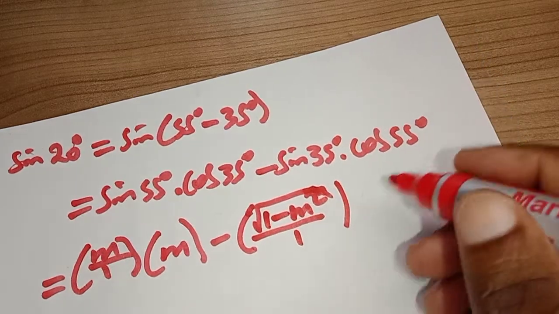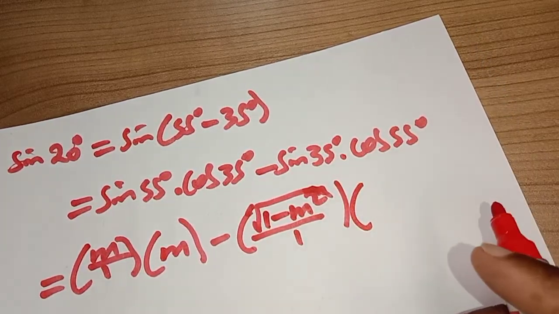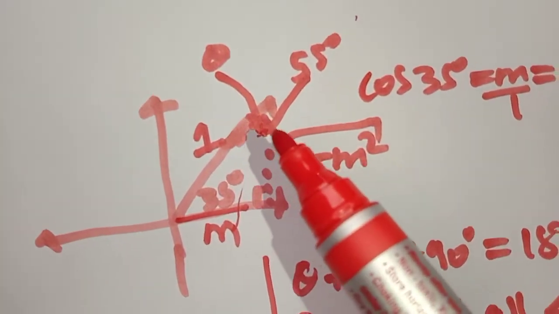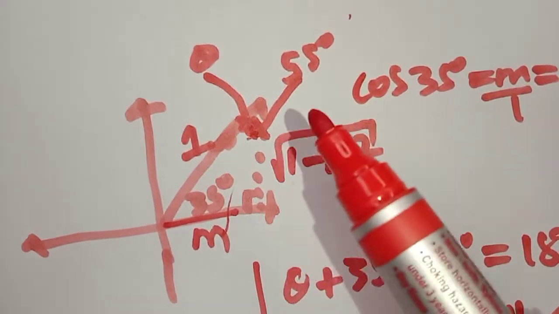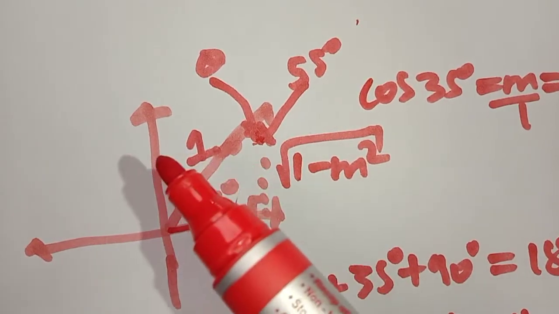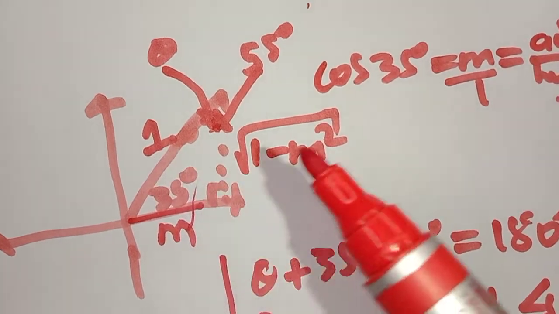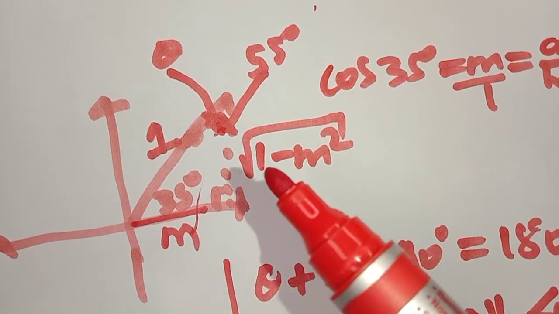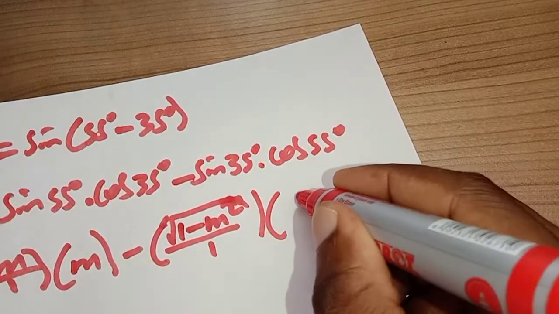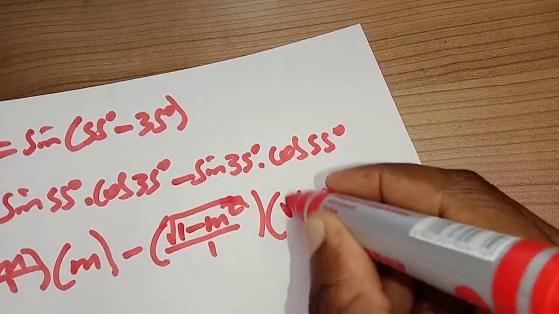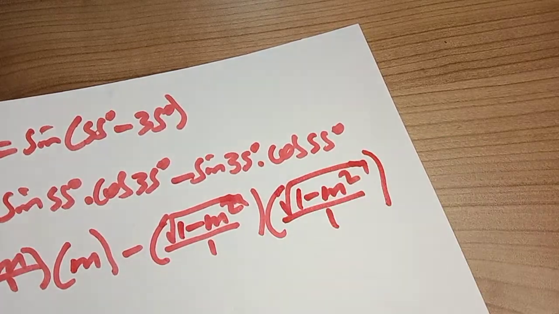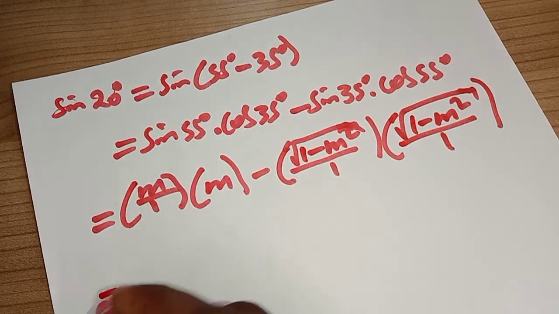Then here I'm having the cos 55 degrees. Here is our 55 degrees. By definition, cosine is adjacent over hypotenuse. The adjacent of 55 is this one, over the hypotenuse, and the hypotenuse is this one. It means even here we're having square root of 1 minus m squared over 1, like that. Then now it's just the method of the algebra.